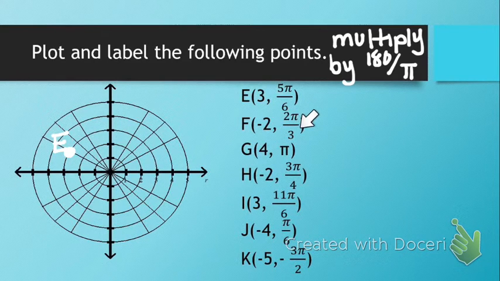Two pi over 3 is the same as 4 pi over 6. So that would be 1, 2, 3, 4. So this is 4 pi over 6, which is the same as 2 pi over 3. Now this is a negative 2 though, right? So instead of me going forward, I'm going to travel backwards. So I'm going to land right there. So that would be point F.